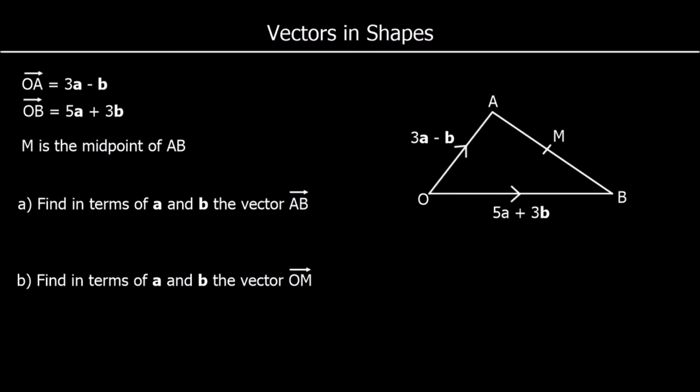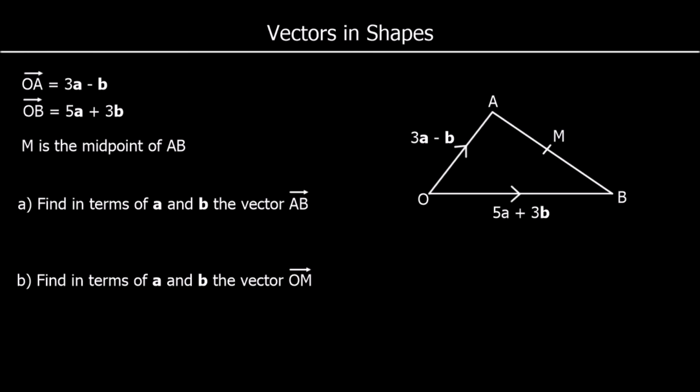Okay, last question. So pause the video, give this a go, and press play when you're ready for the answer. So we've got O to A is 3a minus b, and O to B is 5a plus 3b, and M is the midpoint of AB.